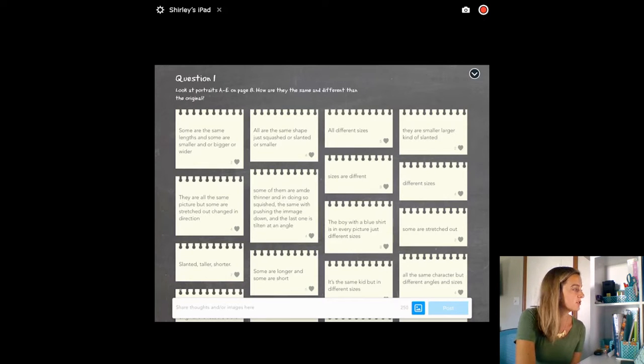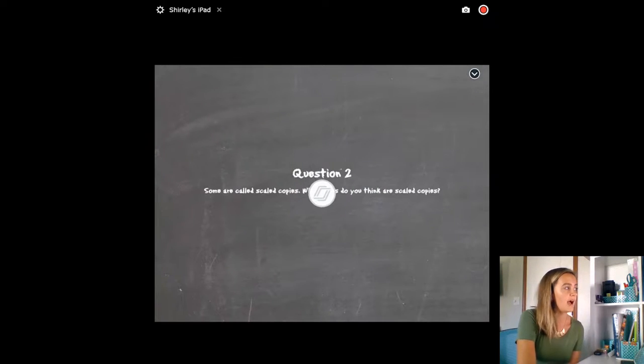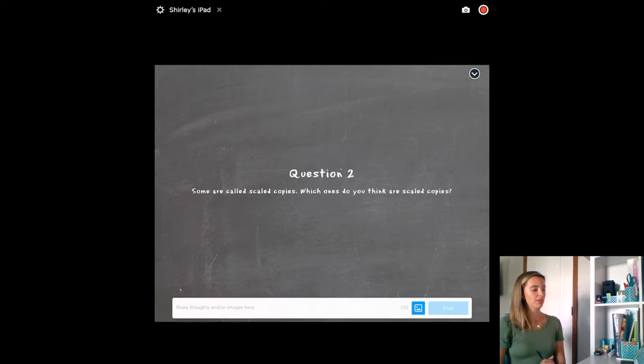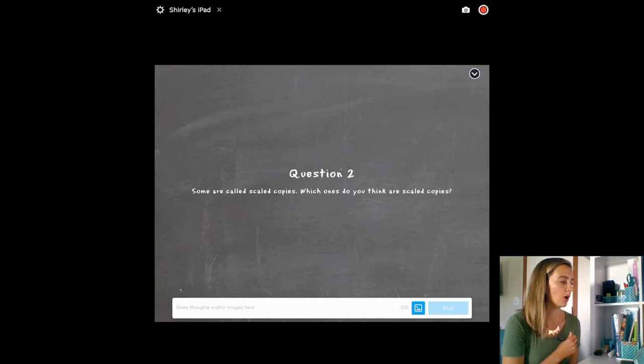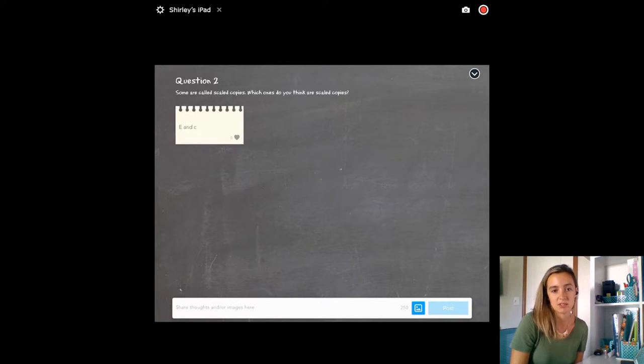So some of these pictures that we just looked at, I'm going to go back this way. Some of these A, B, C, D, and E are called scaled copies of the original. So your next question is going to ask you, which ones do you think are scaled copies? And again, if you need to, make sure to go back and look at those pictures, you can find them on page 8 in your book. So which of those, A, B, C, D, or E, do you think we would categorize as scaled images?